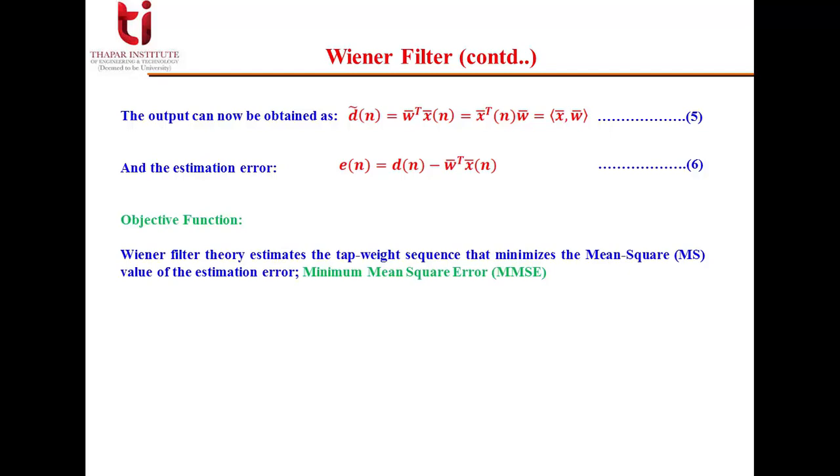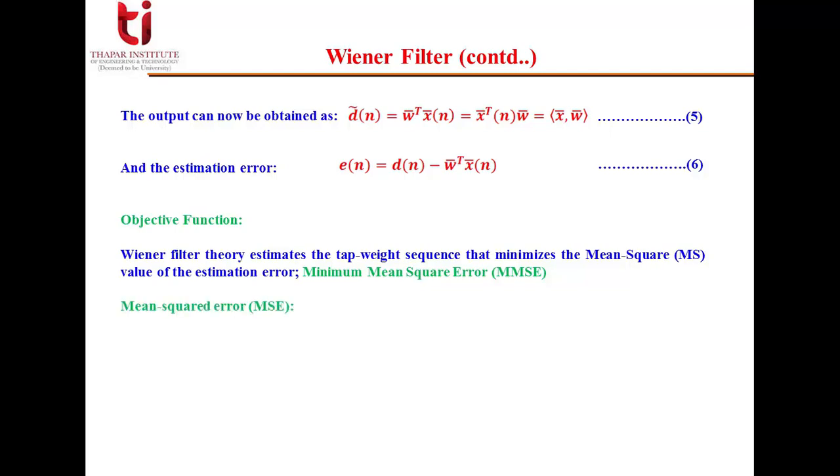Now, what is our objective? What will be the objective function? So, let's define our objective function. Wiener filter theory estimates the tap weight sequence that minimizes the mean square value of the estimation error. We are calling it the minimum mean square error, that is MMSE. And if I talk about mean square error, that means MSE.